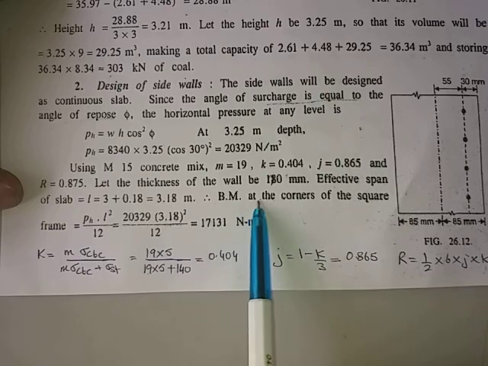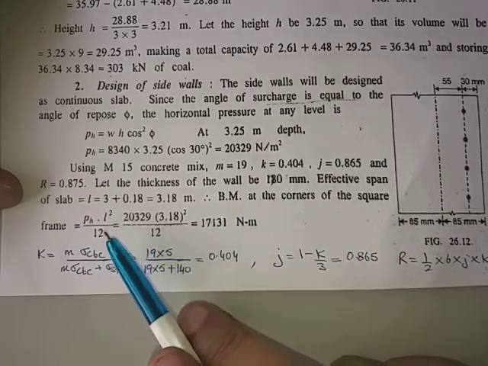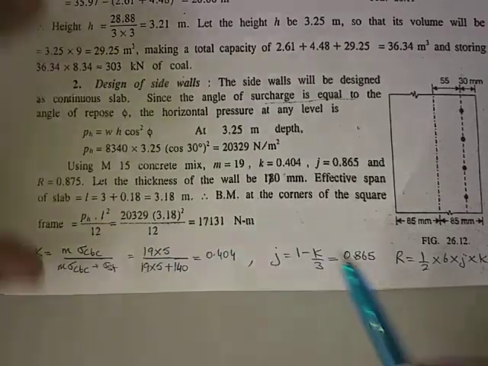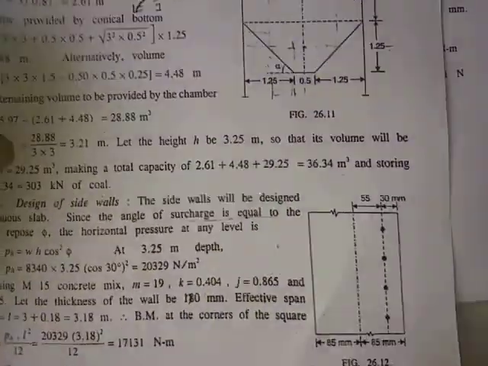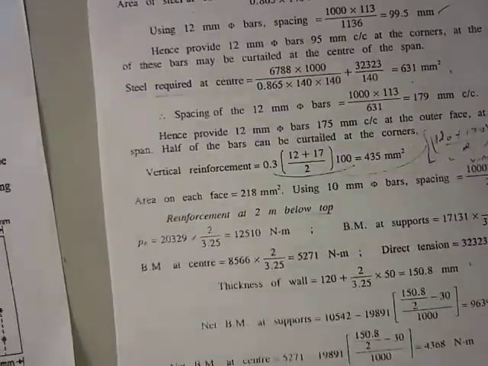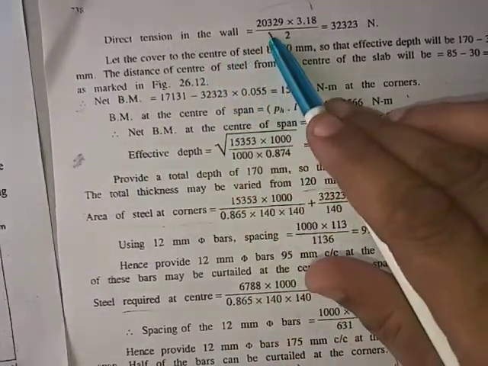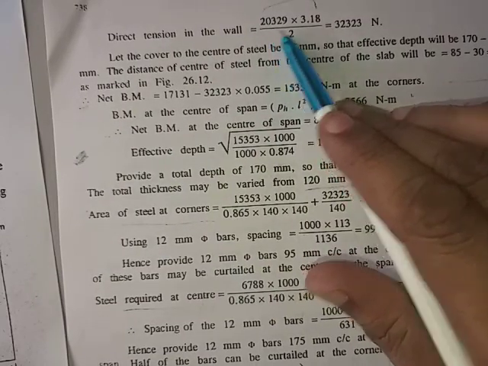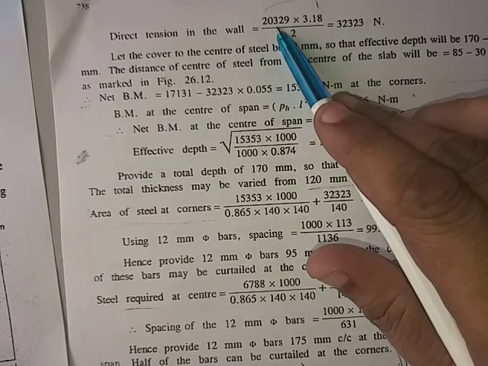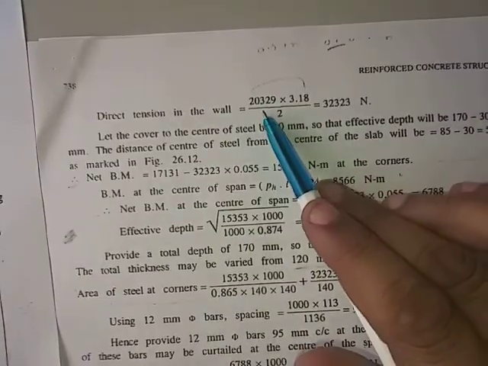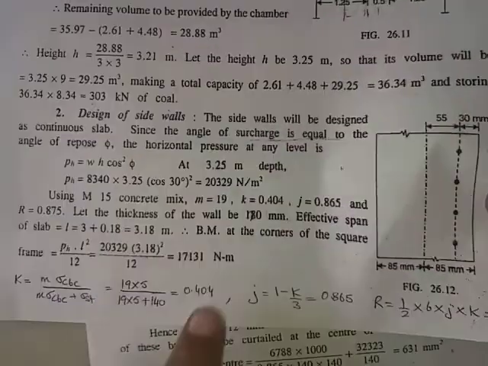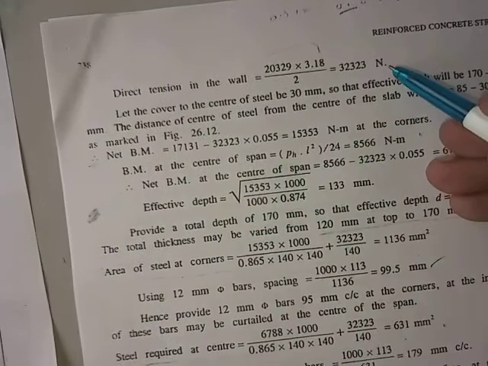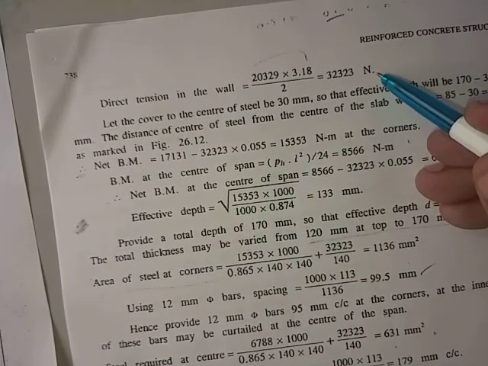Hence the bending moment at the corners can be calculated, which is given by pH L square by 12. So this gives me a moment of 17131 Newton meter at the corners. We will utilize this figure also. The direct tension in the wall then comes out to be WL by 2. W in this case is the horizontal pressure intensity that we have calculated as 20329 at the base of the cylinder wall. So this is used to calculate the direct tension as 32323 newtons.